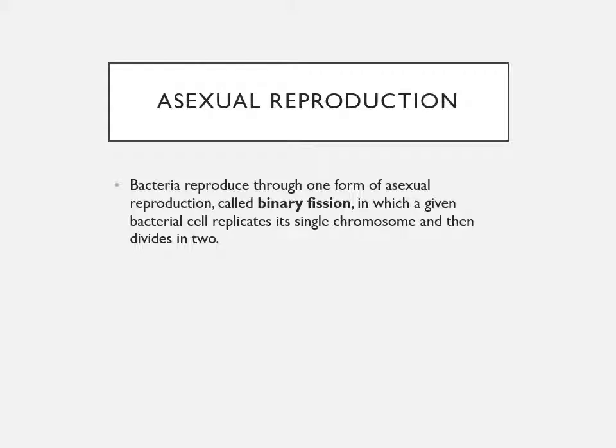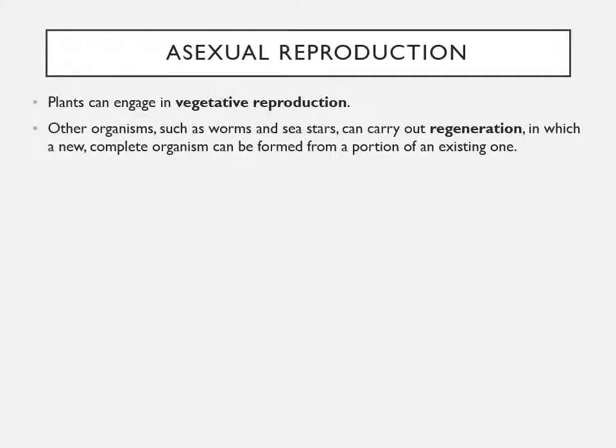Bacteria reproduce through one form of asexual reproduction called binary fission. Now, bacteria only has a single chromosome, so in binary fission it replicates a single chromosome and then divides into 2, and this process is called binary fission. It's how bacteria asexually reproduce. So every offspring bacteria is a clone of the parent bacteria.